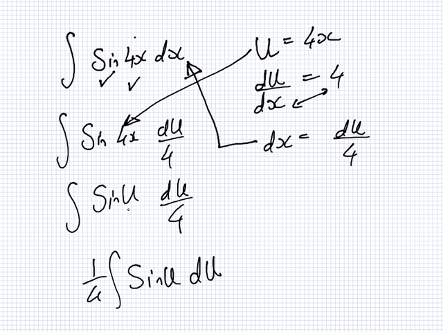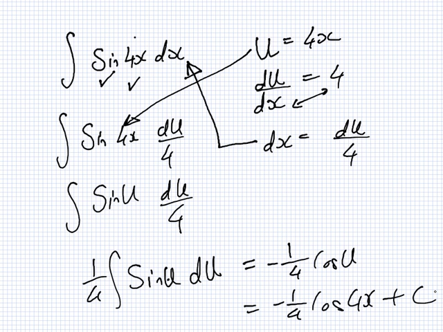So what we've done is we've changed the problem into an easier problem. Sine u du. What's integration of sine? So you finish by putting back in x. And that's it. I'll do some more difficult examples, of course, but this is the basic idea.